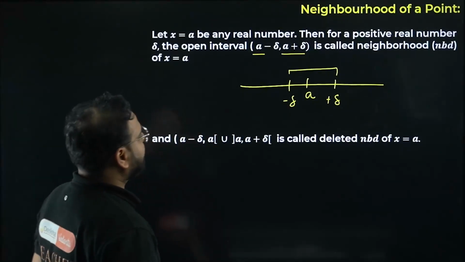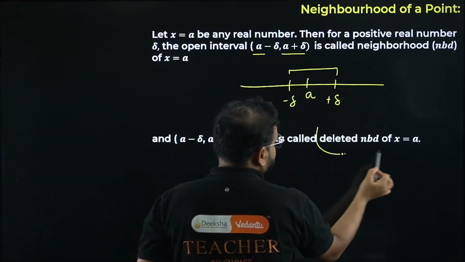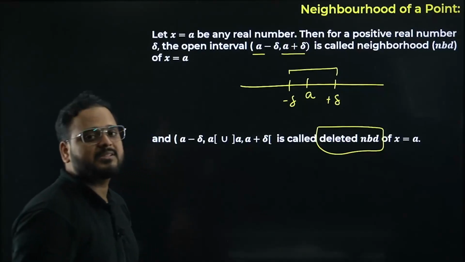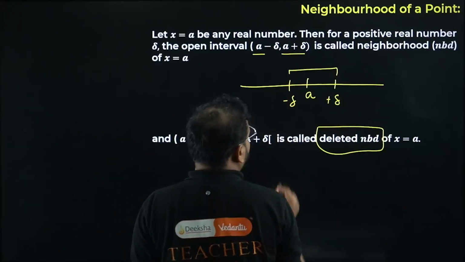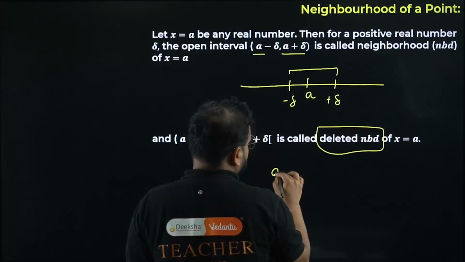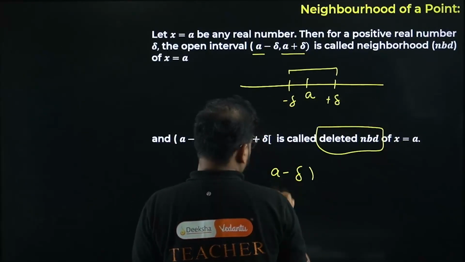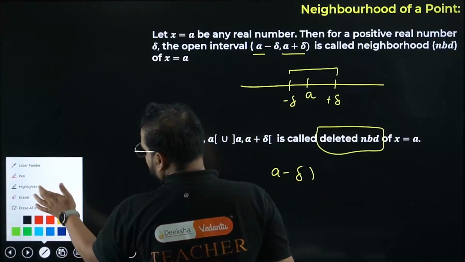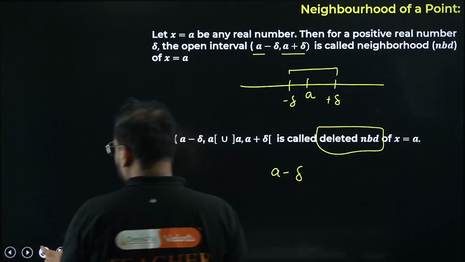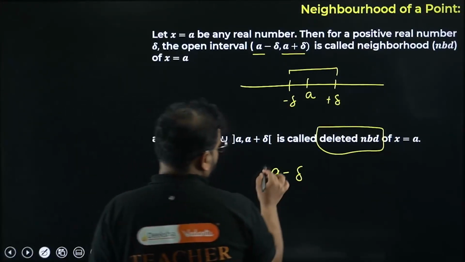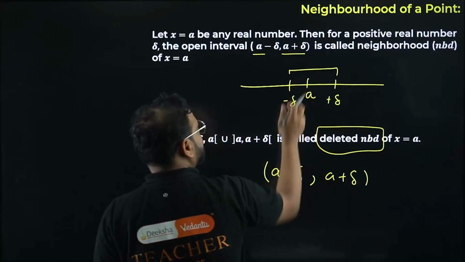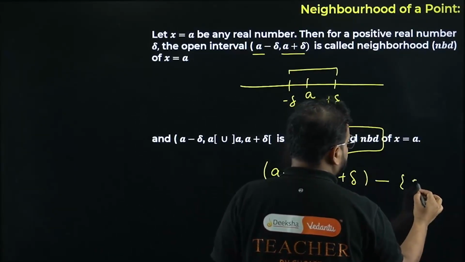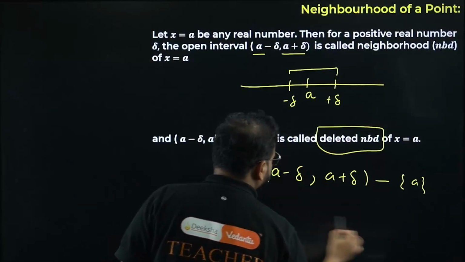Something called a deleted neighborhood. In this, from the given neighborhood you simply take out a. From this neighborhood you remove the a. So you can write like this: a minus delta, excuse me, basically it means remove the a from the neighborhood of a, comma to a plus delta. Can you see a is over here? Yes. Let's remove the a part. How do you represent it on the number line? Please check.